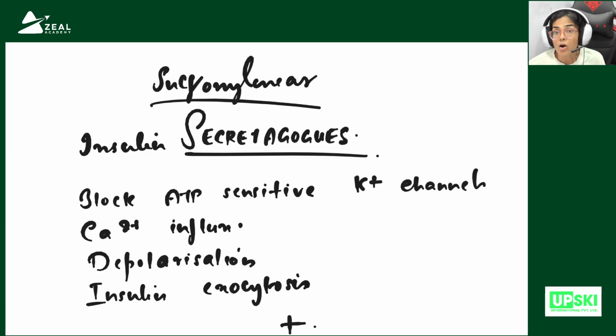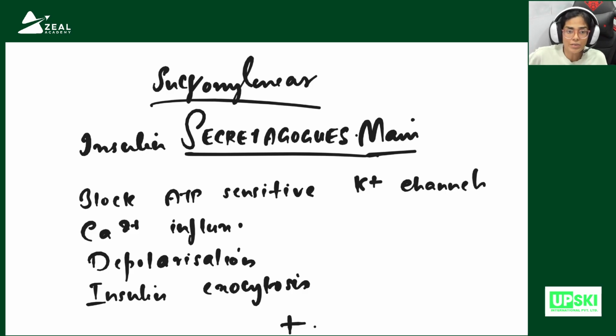Now, they block ATP sensitive potassium channels, and that causes accumulation of potassium inside the cell, which in turn causes calcium influx and more release of calcium from the sarcoplasmic reticulum. So an increase in calcium means depolarization, okay? And that will cause exocytosis of insulin from the stored vesicles in the beta cells. So this is an insulin secretagogue. This is the main mechanism of action.